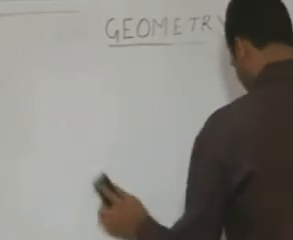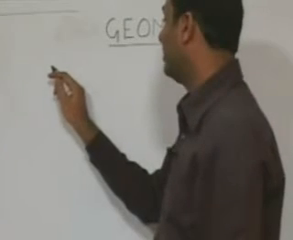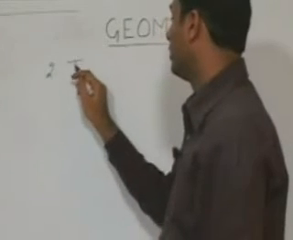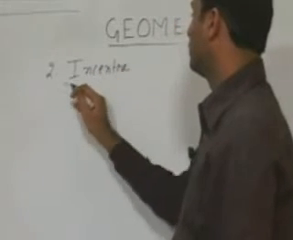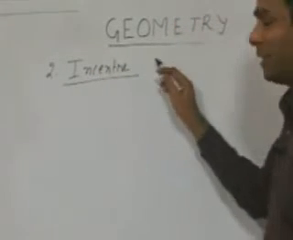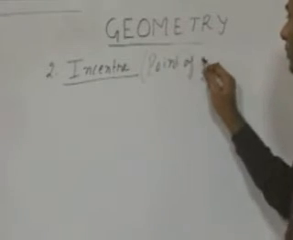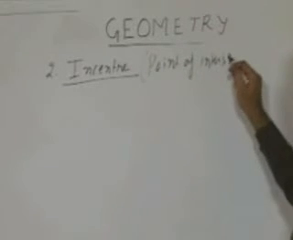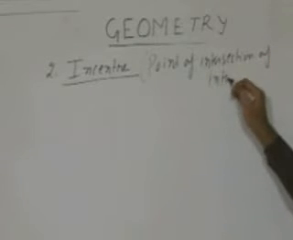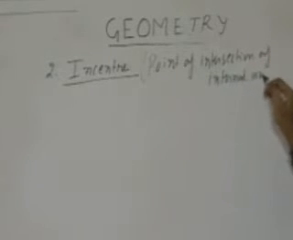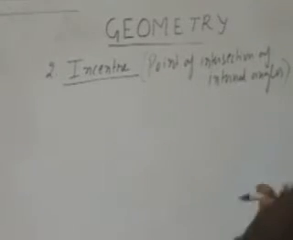The next thing is the in-center. Now, the in-center is the point of intersection of internal angle bisectors. So we'll discuss all the properties related with the in-center here right now.